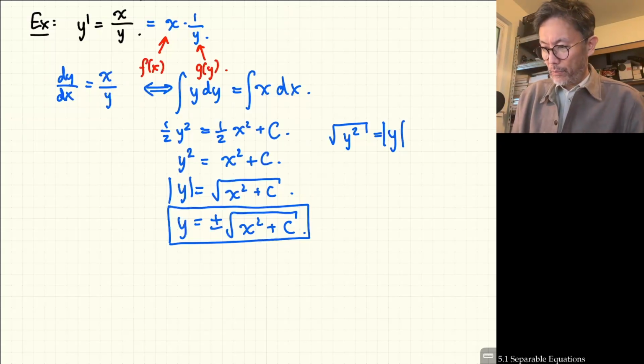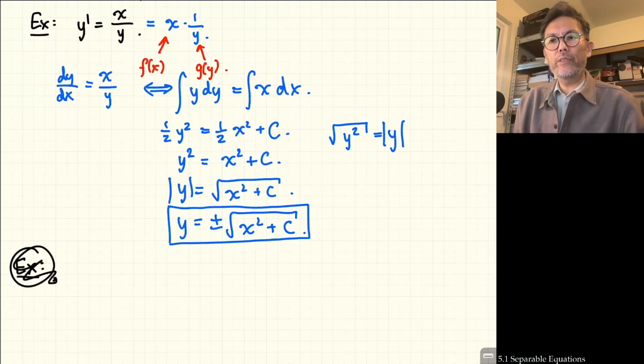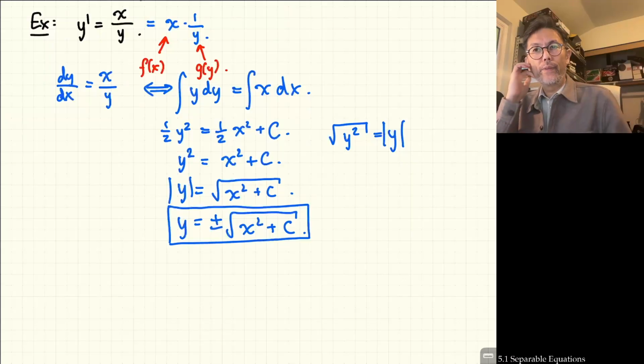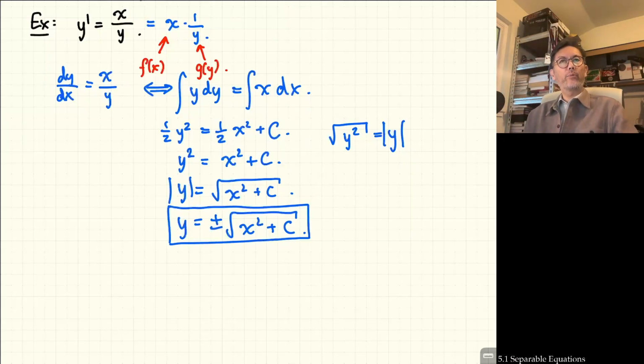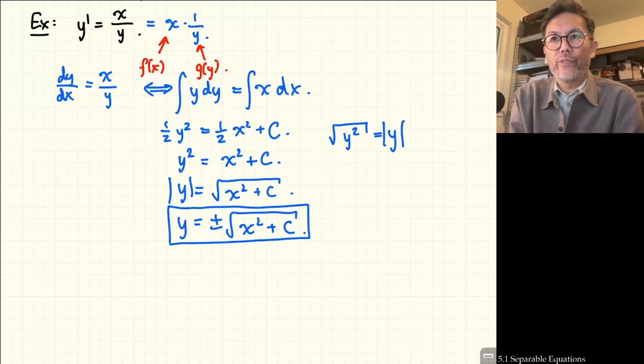How about this example? One more example. Actually, you know what? Let's do the next example in the next video. How about that? We'll do in 5.2 more examples and maybe solve some initial value problems as well.